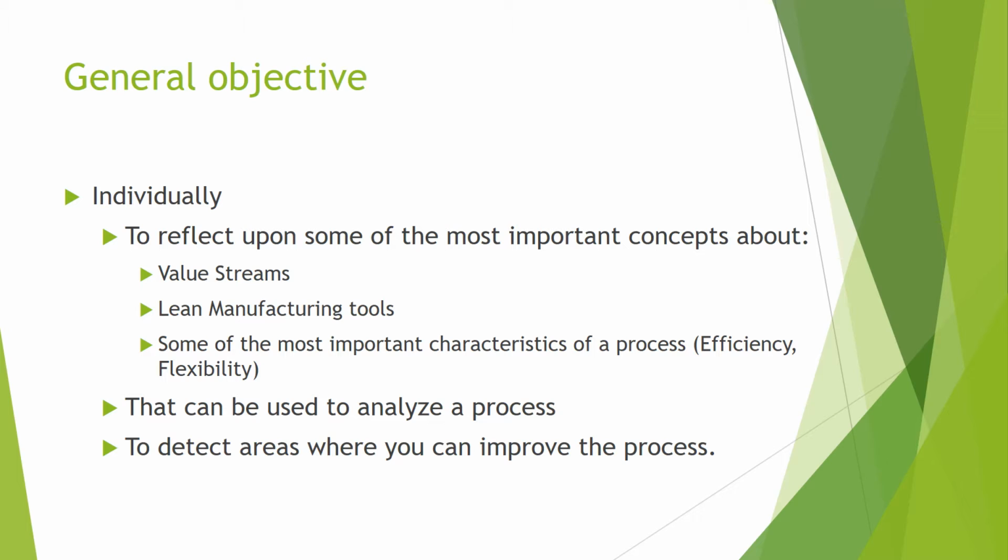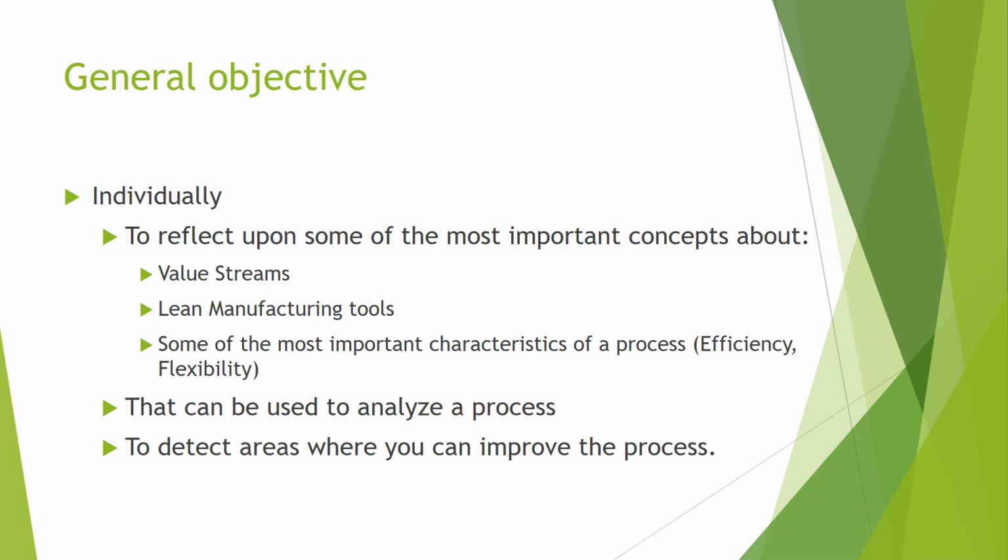So in the individual part, you are asked to reflect upon some of the most important concepts about value streams, lean manufacturing tools, and some of the most important characteristics of a process like efficiency and flexibility. This information that is asked from you can be used to analyze a process, right? For example, if you identify the value streams, you will know which processes you're most likely to concentrate on if you want to improve the process and its efficiency, right?